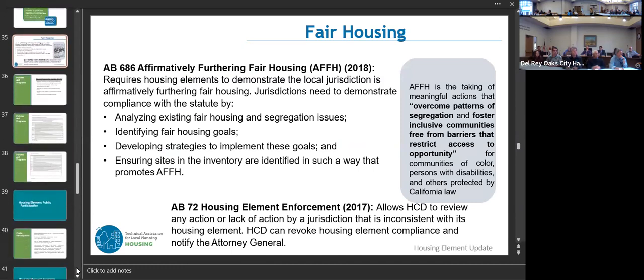Another element that's new for the sixth cycle is AB 686, affirmatively furthering fair housing. It's a deep analysis of what the city is made of, all the different areas that really are addressing fair housing, and different strategies to make sure that there's no impediment to development of fair housing for all communities, all income levels, and all ethnic groups within the city. Next slide.